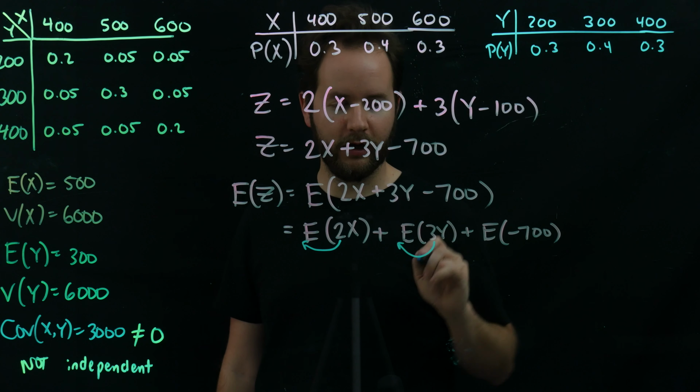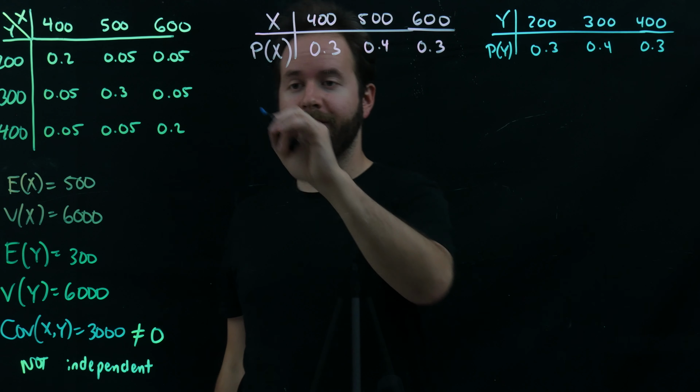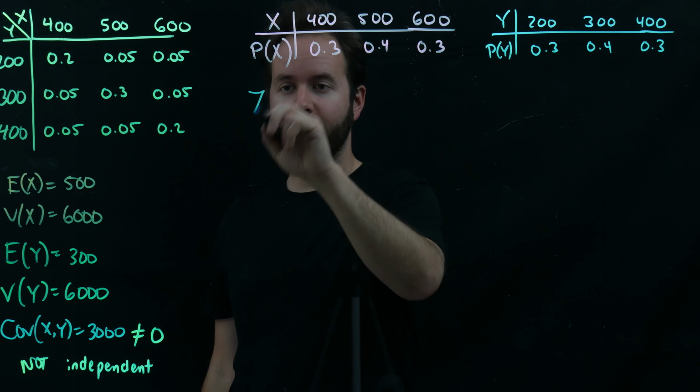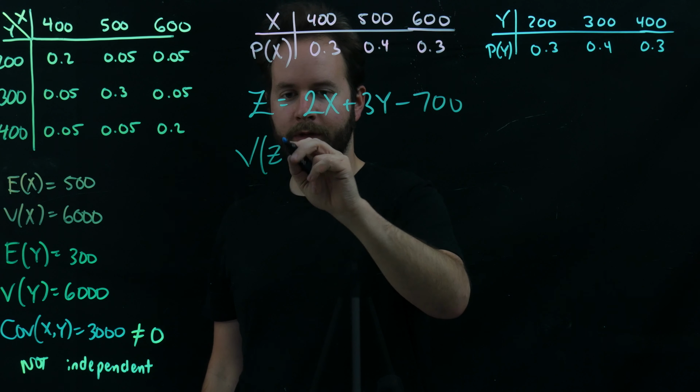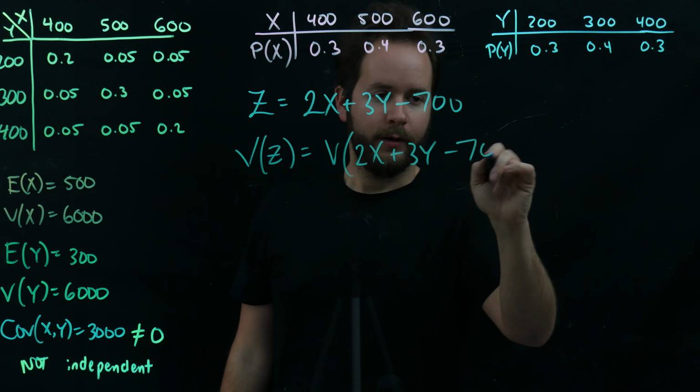Using the values from over here, we have e of x is 500, e of y is 300. So we get 2 times 500 plus 3 times 300 minus 700, which ends up equaling 1,000 plus 900 minus 700, which is 1,200. And that is the expected value of his income. All right, now we need to create the variance of his income. I probably shouldn't have erased the equation that tells us what his income is. So that's 2x plus 3y minus 700. Variance of z equals variance of 2x plus 3y minus 700.